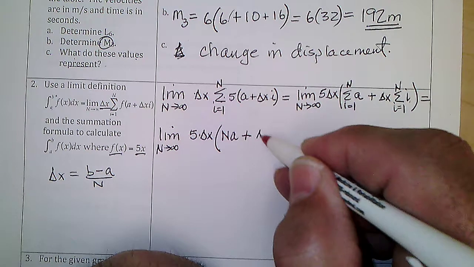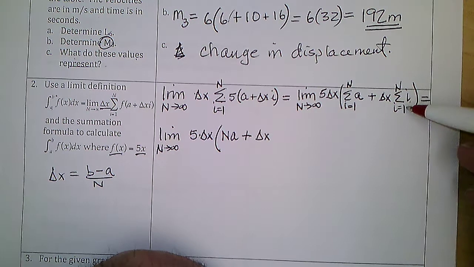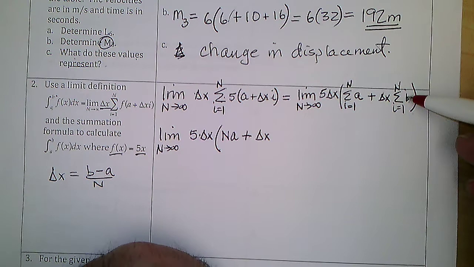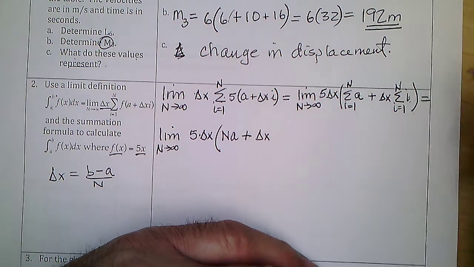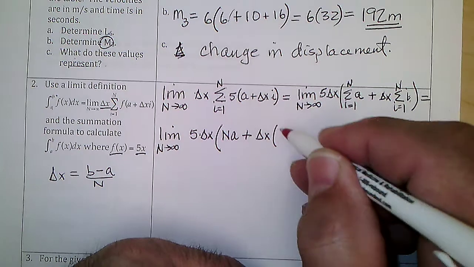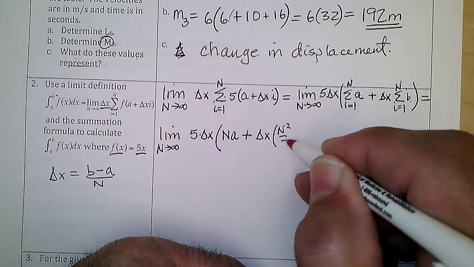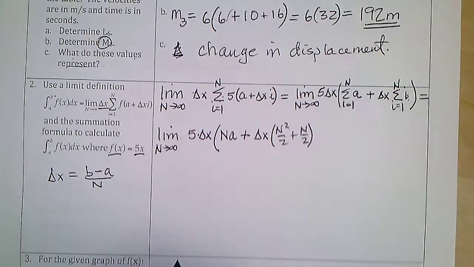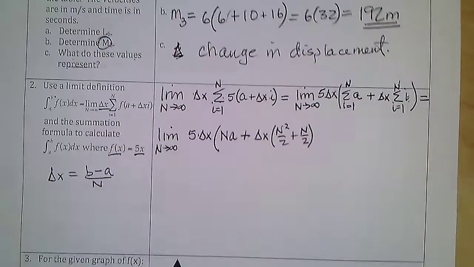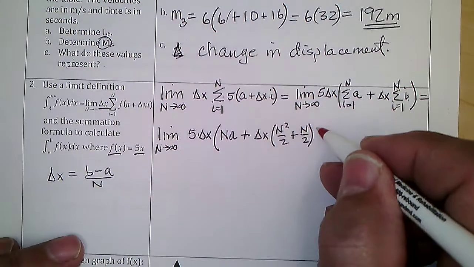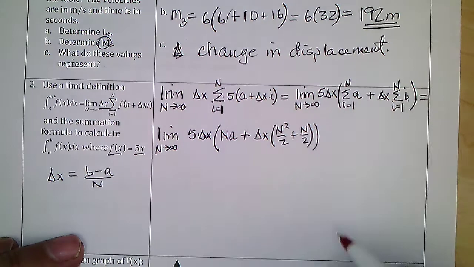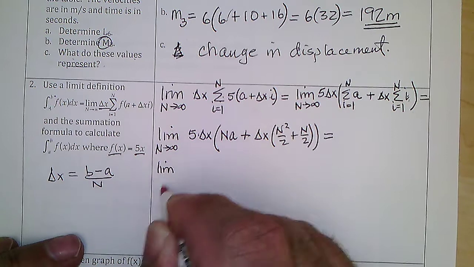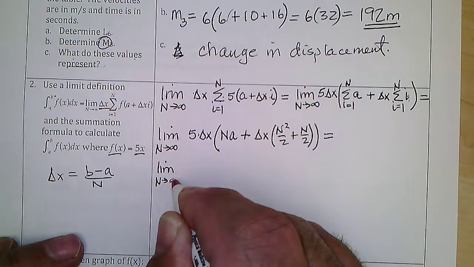Plus, we get the delta x. And this says add up the numbers from 1 to n. So that'd be 1 plus 2 plus 3 plus 4 up to n. And there's a formula for that. That's n squared over 2 plus n over 2. Okay. So this would become the limit as n approaches infinity.